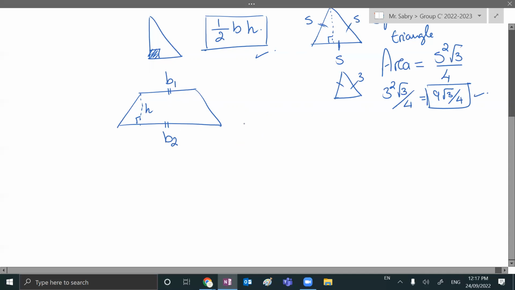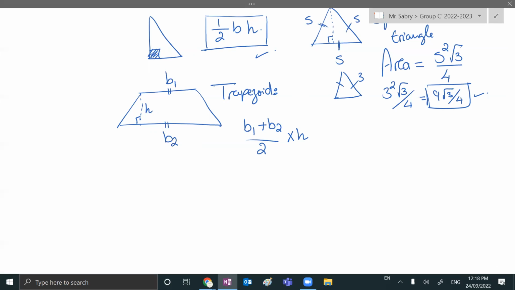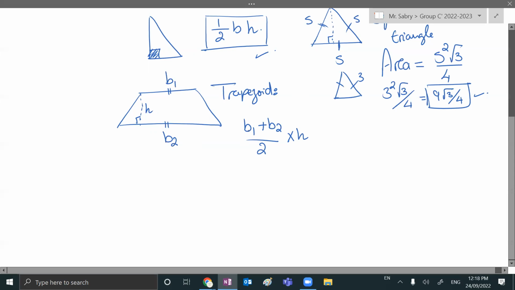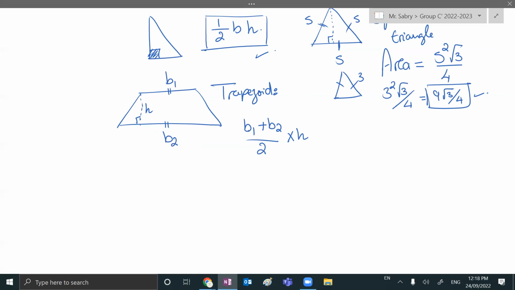So what we do is the following. We get the average of both bases, meaning we do B1 plus B2 over 2, and then we multiply that by the height. Again, this is the area of a trapezium or a trapezoid. It's mainly, yes, also base times height, but the base of this shape could be any of the two bases. It could be the shorter base on top or the base on the bottom. So to get rid of this issue, we actually get the average of both bases. So we do B1 plus B2 over 2, and then we multiply that by the height.